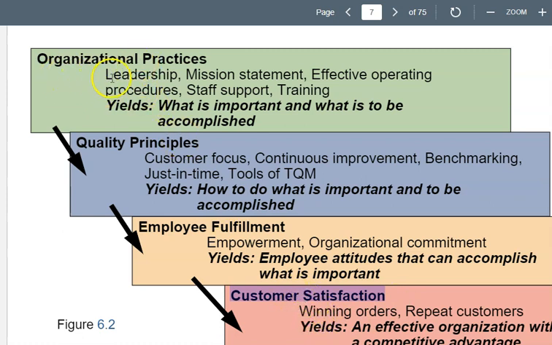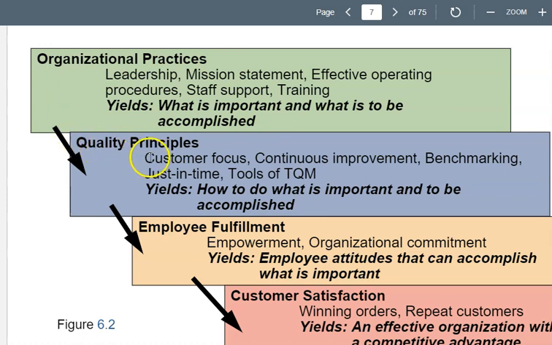So one more time, organizational practices like leadership, mission statement, effective operating procedures, staff support and training, these lead to what is important and what is to be accomplished. So these have to be defined very well for your staff, for your managers, and for yourself. You need to know what exactly you want, and you need to inform your employees and your managers of what exactly you want. Otherwise, they will be confused and they won't be productive.